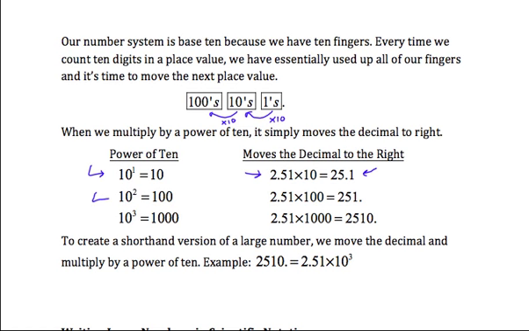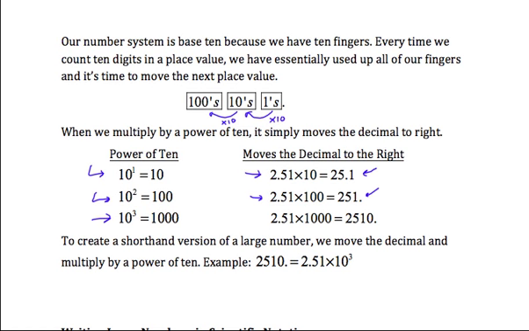Let's take a look now at a power of 10 that's the second power. 10 to the second power is 100. When we multiply by 100, I'm going to move the decimal 2 places. So again, I'm taking this number 2.51, multiplying it by 100. All I have to do is simply move the decimal 2 places to the right to get this answer of 251.